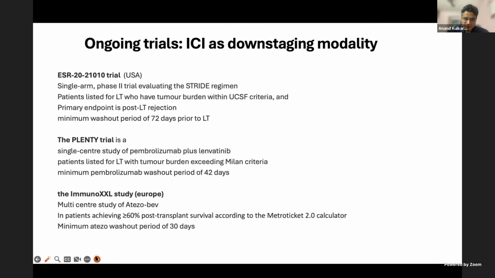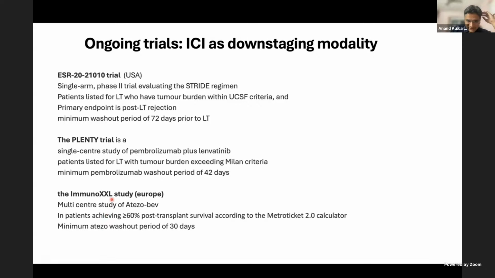There are multiple ongoing trials on immune checkpoint inhibitors as a downstaging modality. The most important of these is the Immune XXL study in Europe. It is a multi-center study on atezolizumab plus bevacizumab, and in patients achieving more than 60% post-transplant survival according to Metroticket 2 is our primary endpoint. The minimum washout period planned in this trial is 30 days.